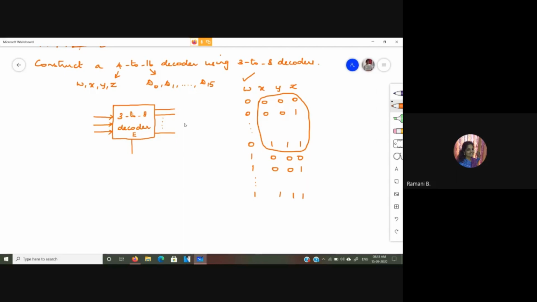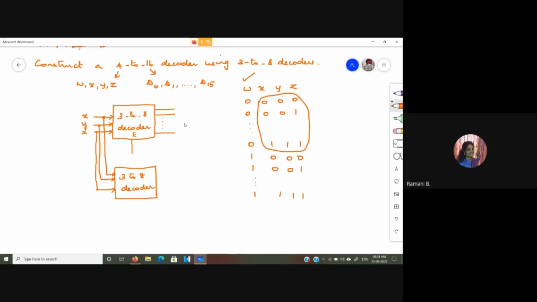common inputs to a 3 to 8 decoder. So we can have another 3 to 8 decoder. So let us have these common inputs. So this is X, Y, and Z. Okay. So from 000 to 111, this will vary and I will get D0 to D7.